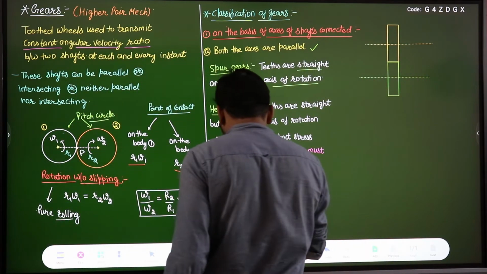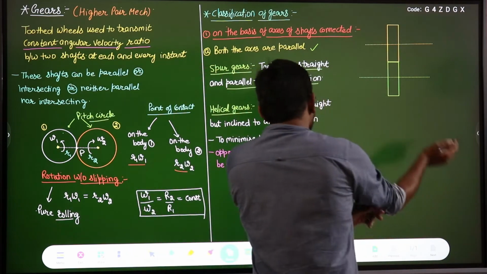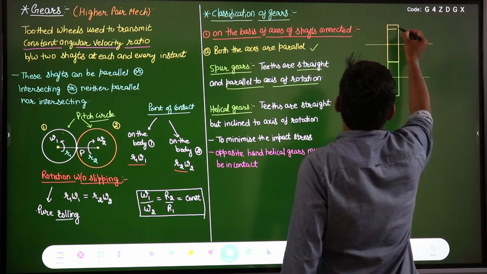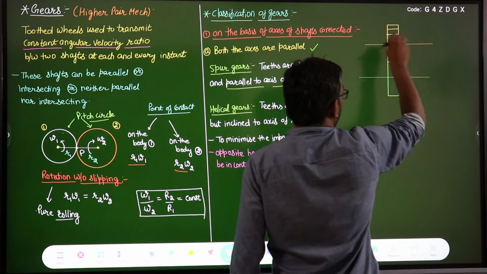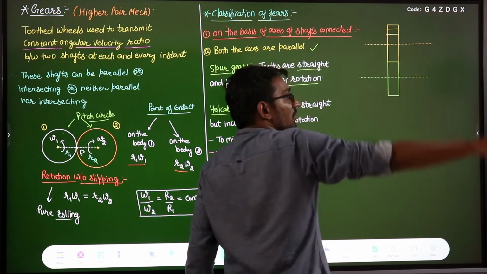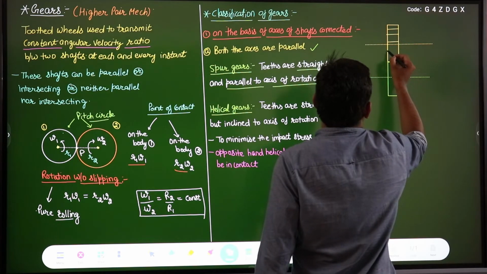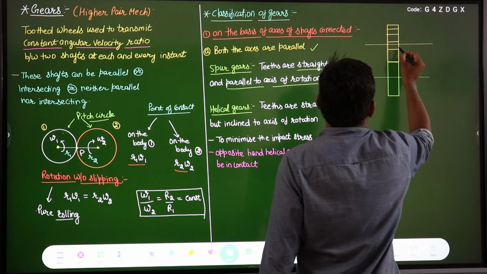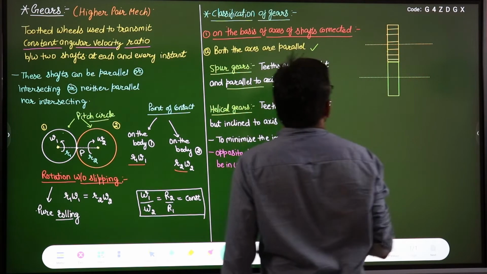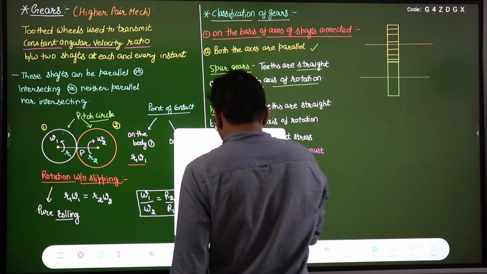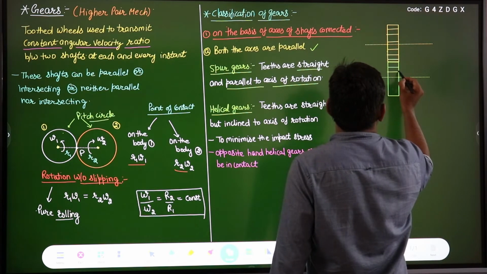And the teeth on these gears will be like this. If I show the teeth, they will be like this: straight teeth parallel to the axis of rotation. If you can see from here, these discs are rotating like this, so this is the axis of rotation. The teeth will be parallel to the axis of rotation like this. These are the straight teeth on gear 1. Similarly, for gear 2, these are the straight teeth.